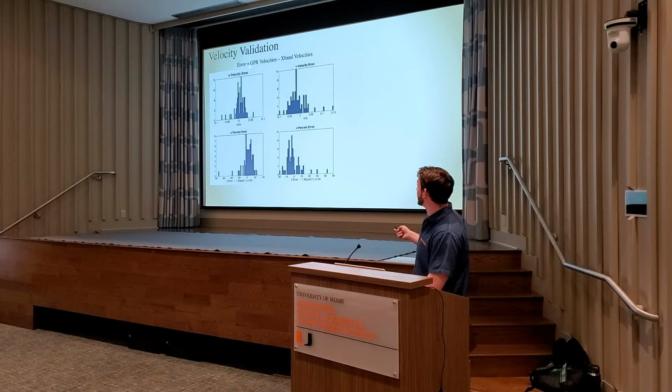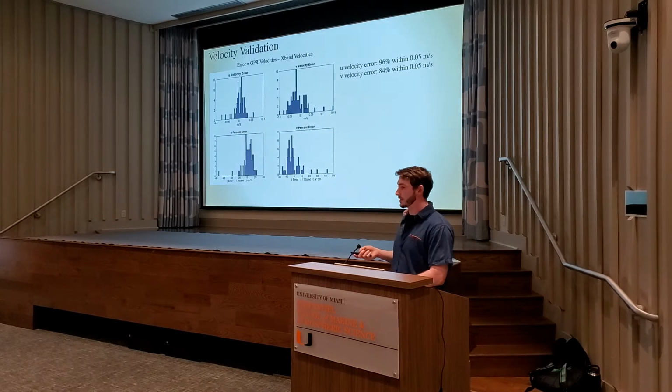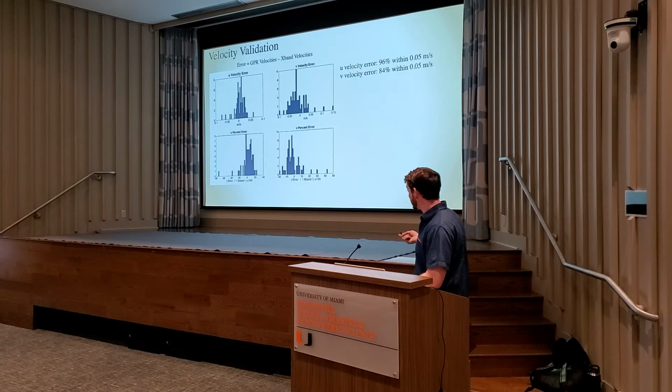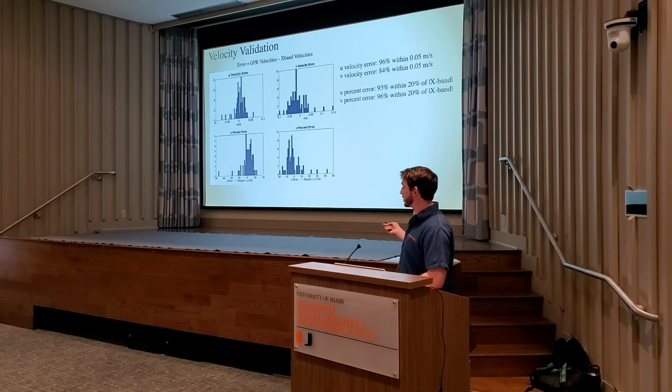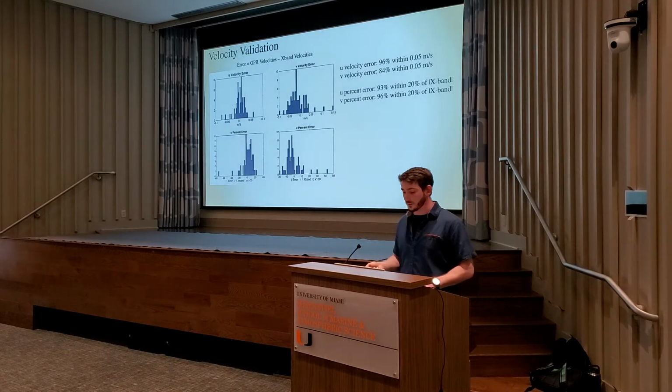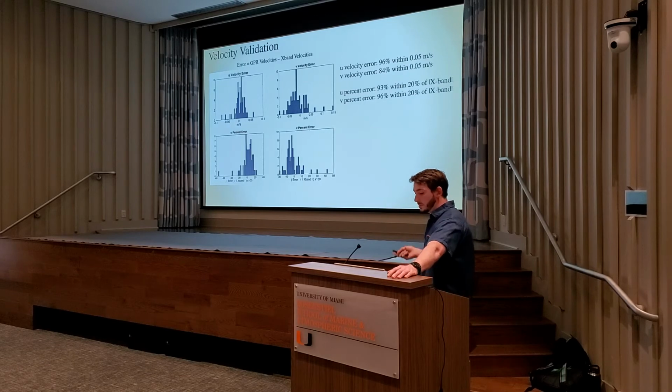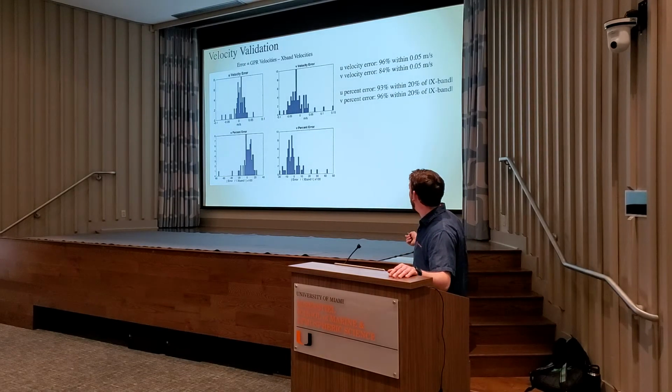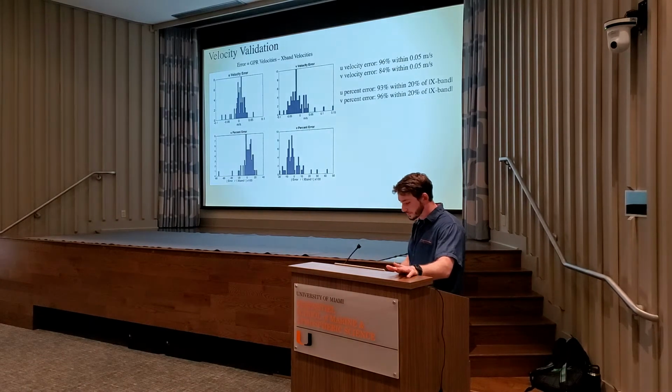So here I'm just showing the GPR interpolated velocities minus the X-band marine radar velocities. And you can see that we're within 0.05 meters per second for the U and the V velocities away from the X-band radar. So that's a pretty good indicator. And then we have the error in terms of the magnitude of the X-band radar. And about 90% of our errors are within 20% of the X-band radar, so we're not doing a bad job.